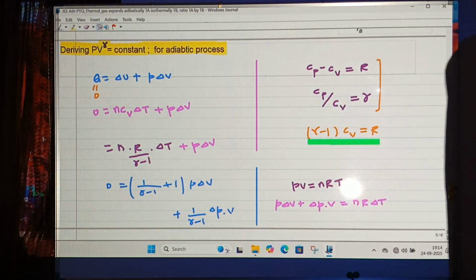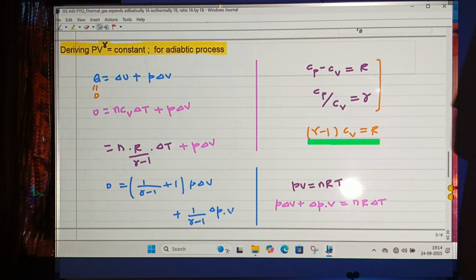It's a basic thermodynamic concept. So for deriving P V raised to the power gamma equal to constant for adiabatic process, first law of thermodynamics we have Q, the heat supplied, is equal to change in internal energy delta U plus the work done P delta V. So this is basically energy conservation equation. The heat supplied has gone in increasing the thermal energy of the system plus some work is done.